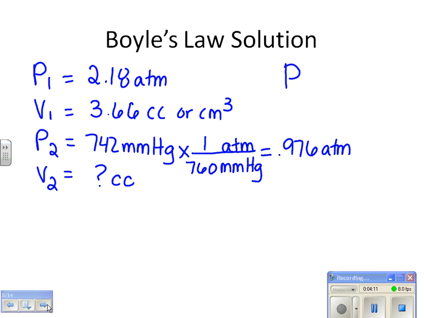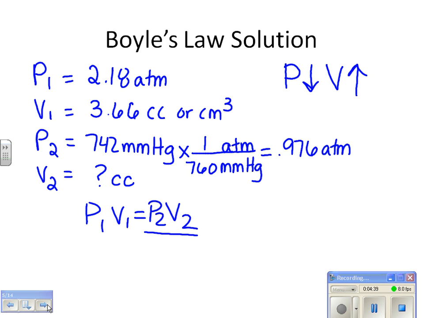Notice how much the pressure has decreased. It's decreased from 2.18 to 0.976. What do we expect will happen to the volume? It should increase. Let's see if that's what happens when we do the problem. Using Boyle's law, plug in the numbers given. Not yet, Mrs. Liebman. Let's isolate what we're looking for.